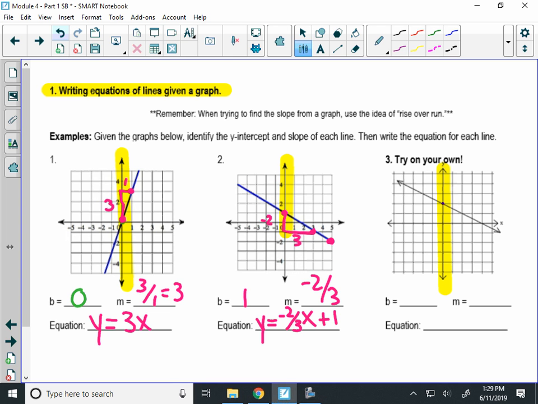Last line here, my y-intercept looks like it's at 2. Again, the slope is negative, and it looks like if I pick 2 points, I'm going down 1, right 2, so my slope is negative 1/2. And the equation would be y equals negative 1/2 x plus the y-intercept is 2. That should be pretty simple for you here.